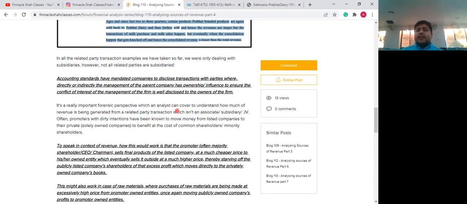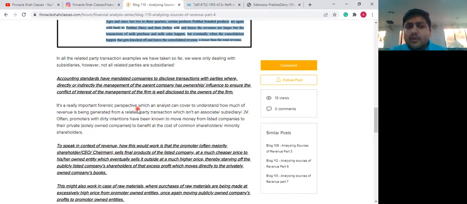Now, the thing is, these related party transactions are always disclosed, not just for subsidiaries, associates, or joint ventures. In fact, related party transactions are defined as transactions between two companies where the promoters or the management of the company have a deemed interest in some other company where shareholders may not be involved, or maybe it is a private company, leading to a conflict of interest.